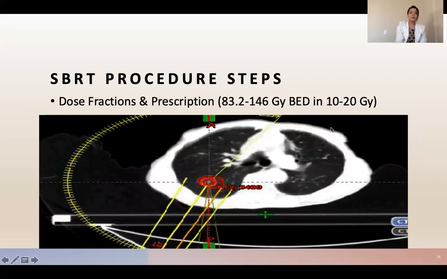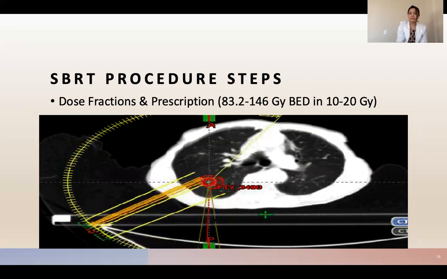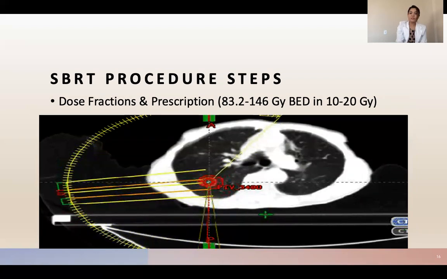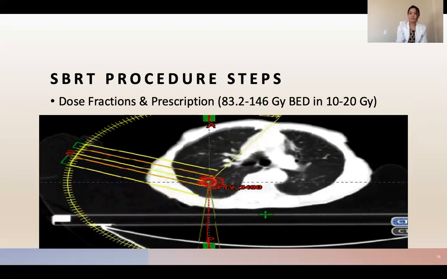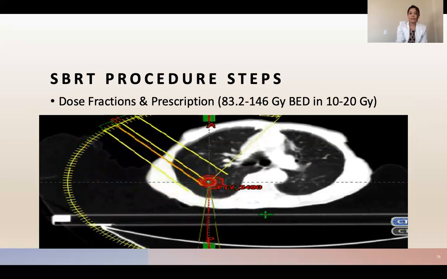So the best dose fraction and prescription that is used during SBRT is 83.2 to 146 Gy of biologically effective dose, which is given in 10 to 20 fractions of Gy. Gy stands for gray. This is the symbol used for radiation.